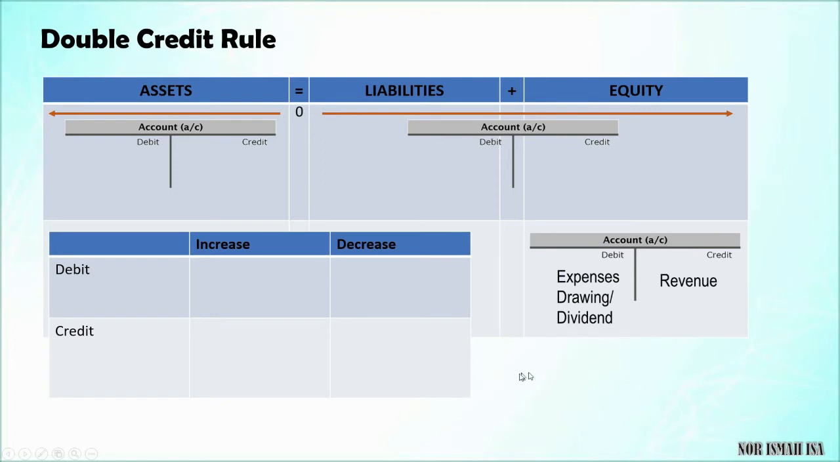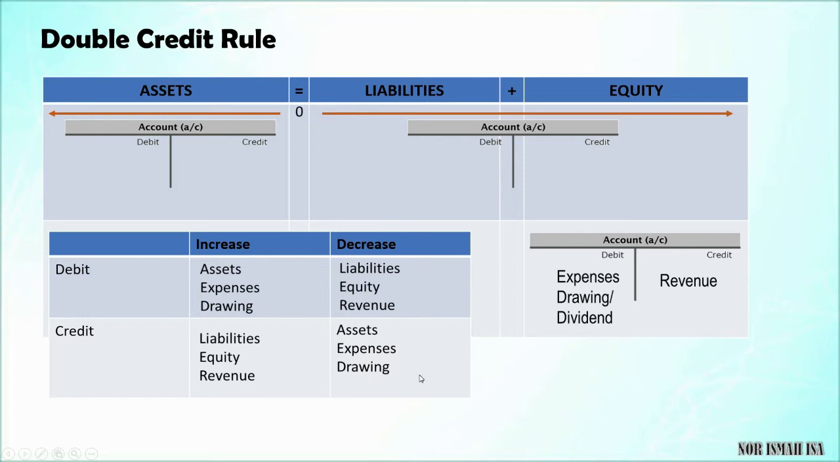So we can summarize what I have explained to you. For the debit side, when the amount of asset, expenses and drawing increases, you debit this account. When liability, equity and revenue increase, you credit this account. Same goes for liabilities, equity and revenue decreasing, you debit this account. And when the amount of asset, expenses and drawing decreases, you credit this account.